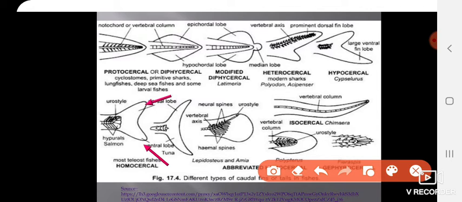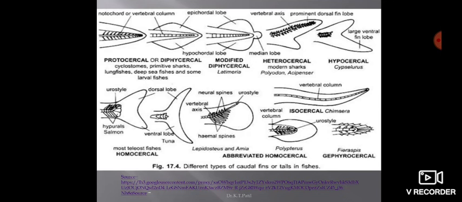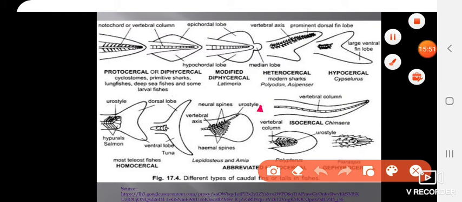Then after that, see these different types. Abbreviated homocercal means the vertebral column bends upward, but externally it looks similar, dividing into two equal parts. The lobe of the vertebral column is reduced in form. So such a tail is called homocercal, divided into two equal parts.